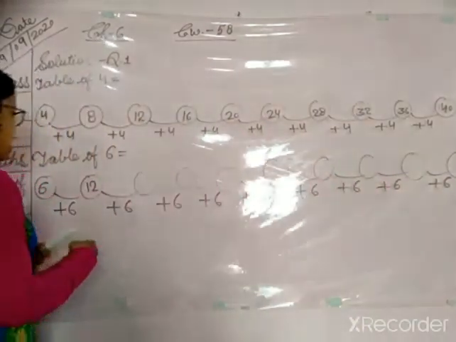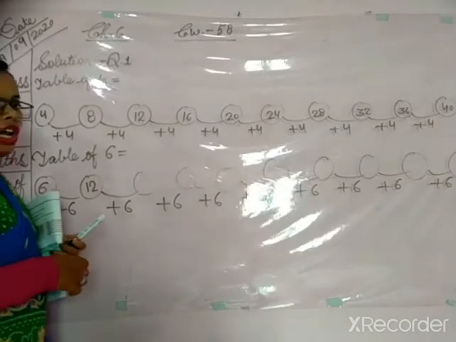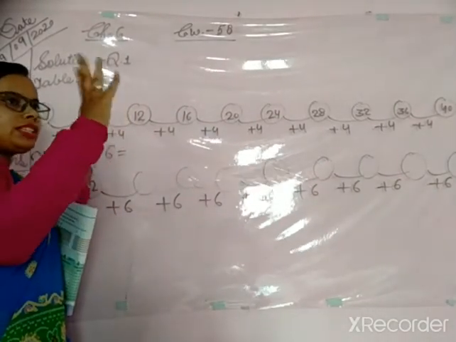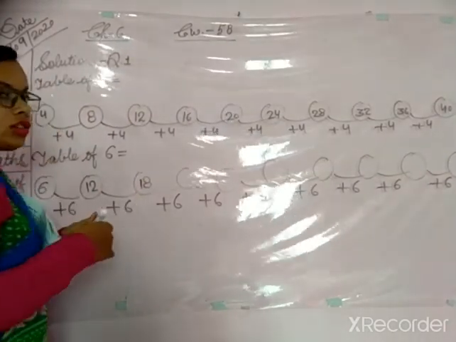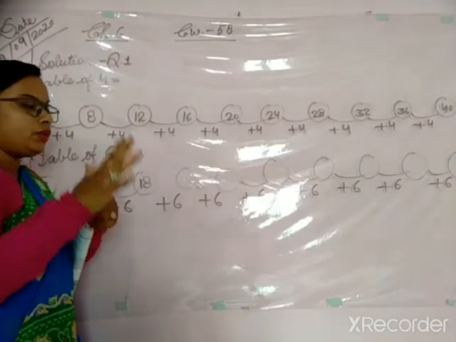Then 6 plus 6 is equal to 12. Then 12 plus 6 is equal to how much? 12, 13, 14, 15, 16, 17, 18. 18 plus 6 is equal to how much? 18, 19, 20, 21, 22, 23, 24.